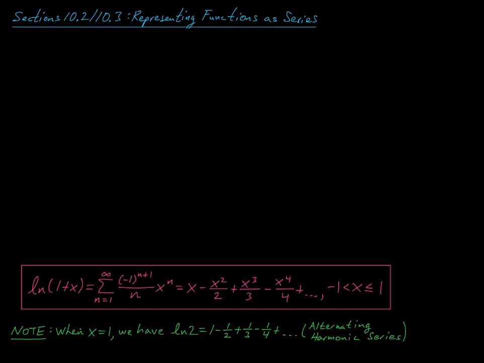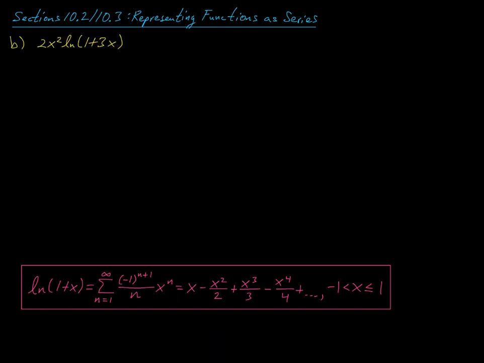Okay, note when I plug in x equals 1, what do I get? I get the natural log of 2 on the left, and on the right I get 1 minus a half plus a third minus a fourth, and so on. And we recognize this series as what we call the alternating harmonic series. Back in chapter 9 I'd mentioned that this alternating harmonic series does in fact converge to the natural log of 2, and it's a consequence of this series representation that we just derived. All right, cool. So now let's go ahead and turn to part B.